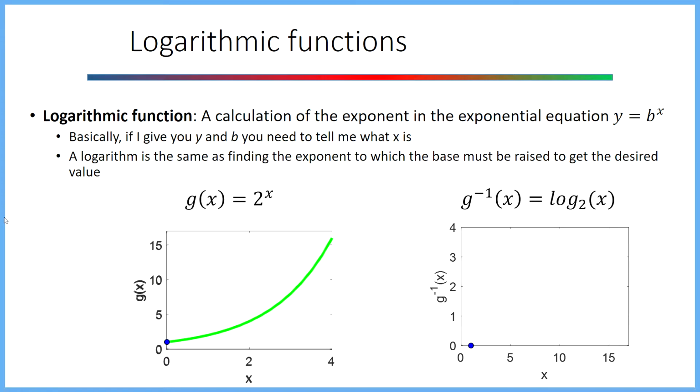Next let's pick x equals 1. g of 1 equals 2 to the 1, so it is equal to 2. If g of 1 equals 2, then g inverse of 2 equals 1. So let's stick that on the inverse graph. Next we'll try x equals 2. g of 2 equals 4, so g inverse of 4 equals 2. Next we'll try x equals 3. g of 3 equals 2 cubed, which is 8.